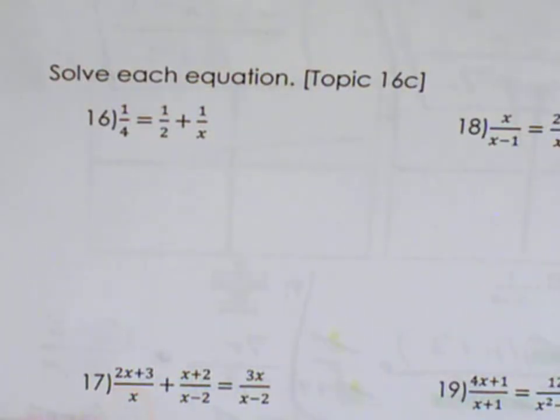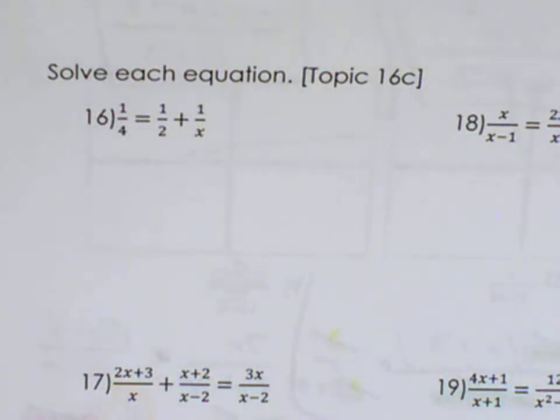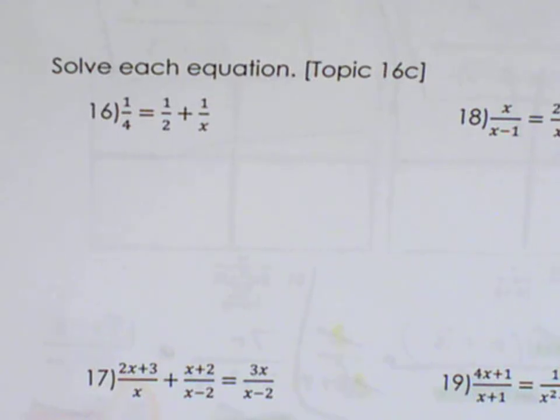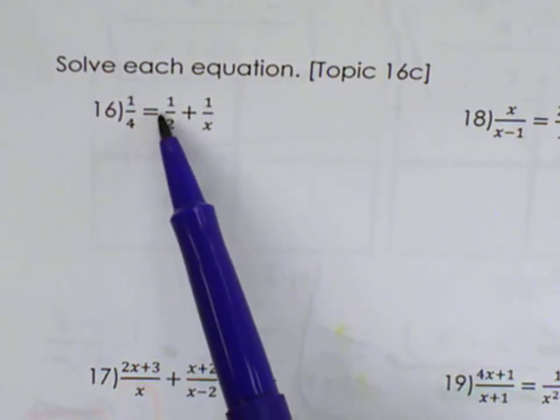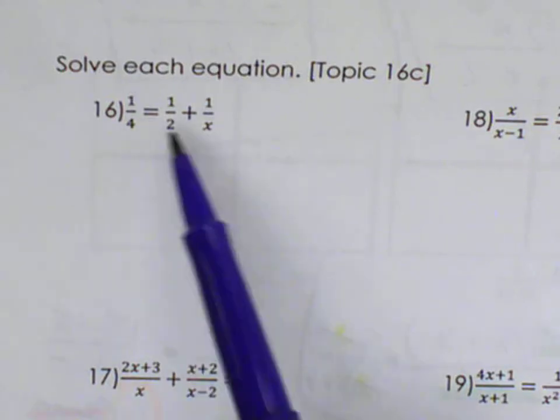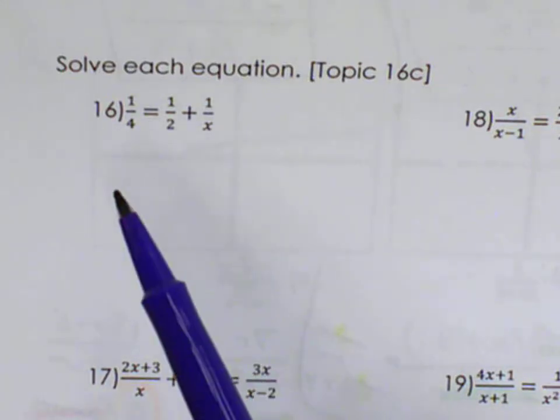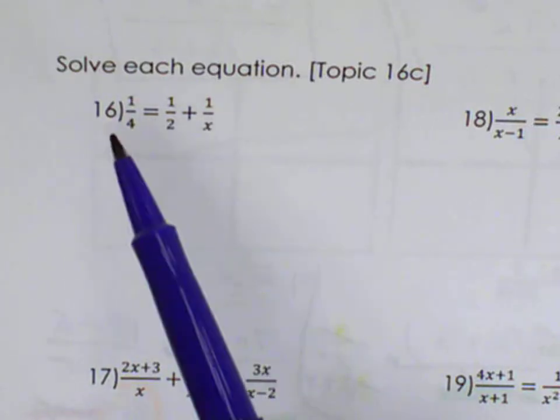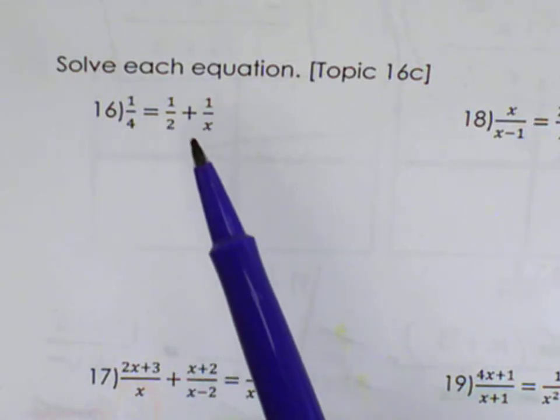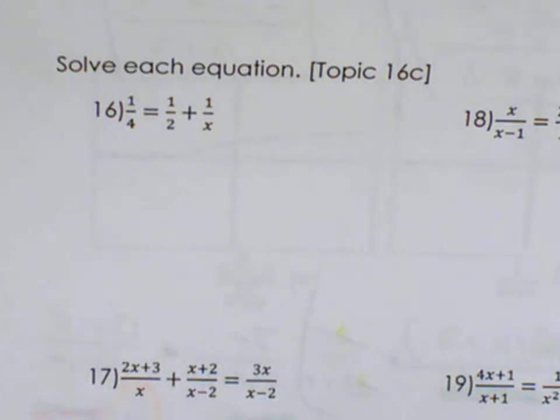All right, we're on the Unit 6 review guide, topic 16C, so questions 16 through 21. So these are solving equations. Again, an equation is something that has an equal sign. So we can see I've got an equal sign here. I have a fraction on the left and 2 on the right. So what I want to do is get a common denominator, and once I have a common denominator, then I can just deal with the numerators.